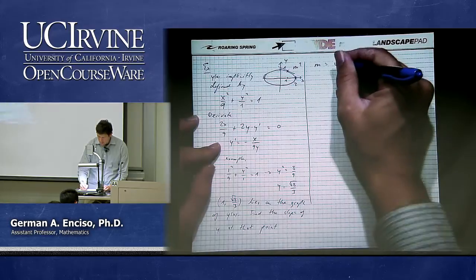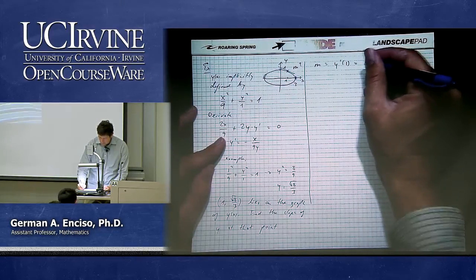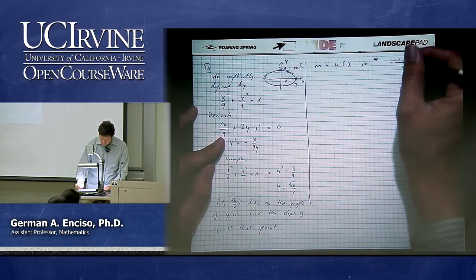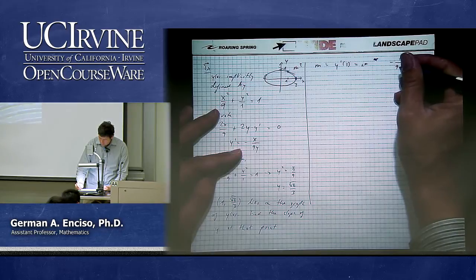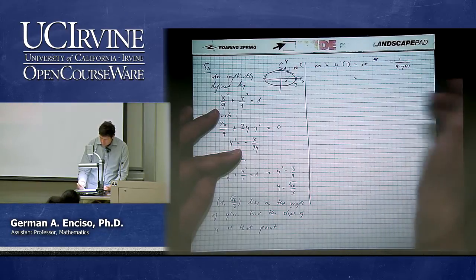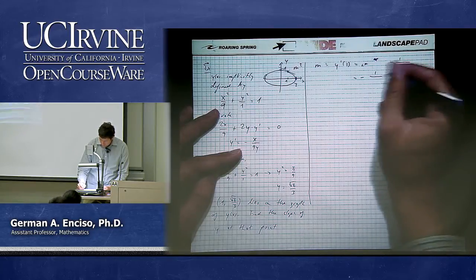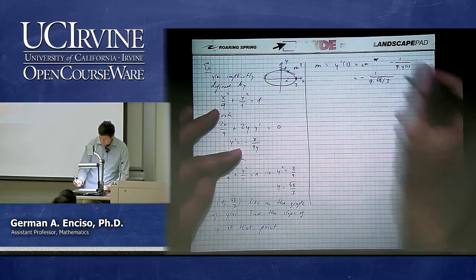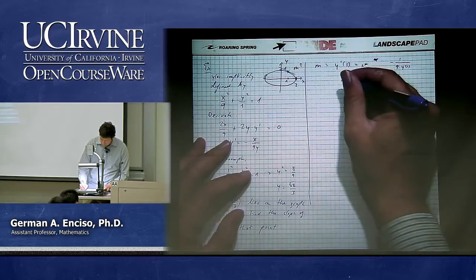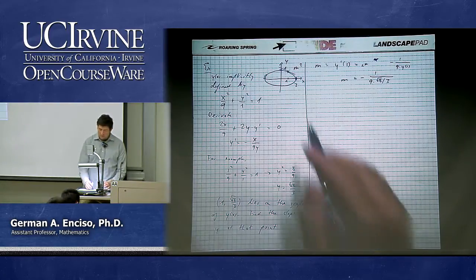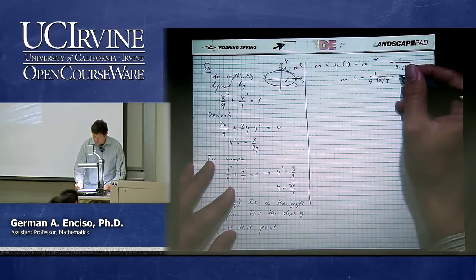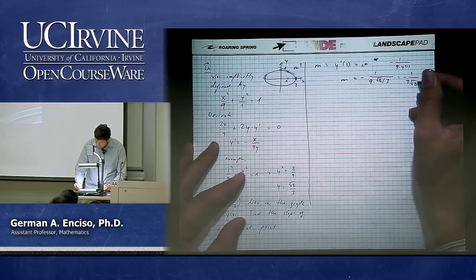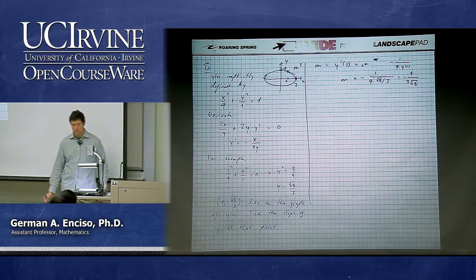So m is equal to y prime of 1 is equal to minus 1 divided by 9 times y of 1, and that's equal to minus 1 divided by 9 times square root of 8 divided by 3. So there you go. The slope of the function at that point is minus 1 over this expression. That's equal to minus 1 over 3 square root of 8. Okay, awesome.